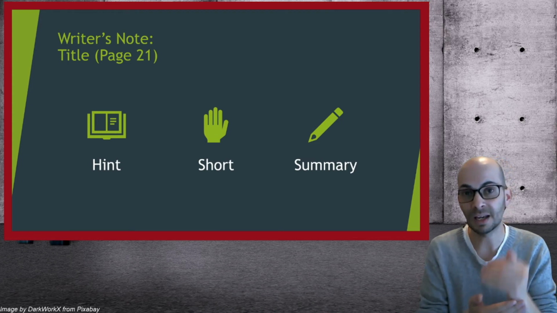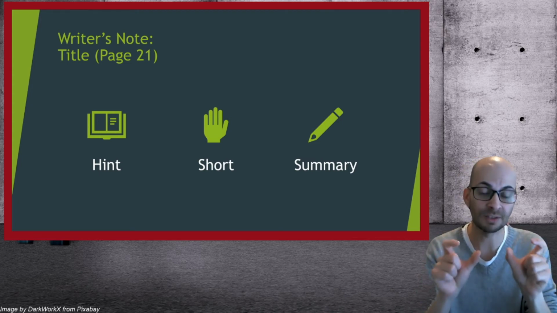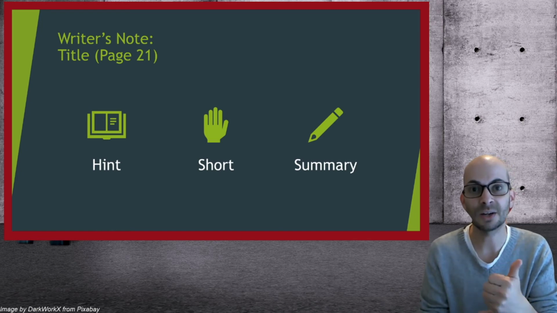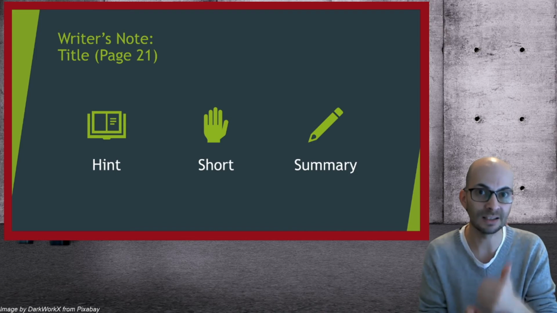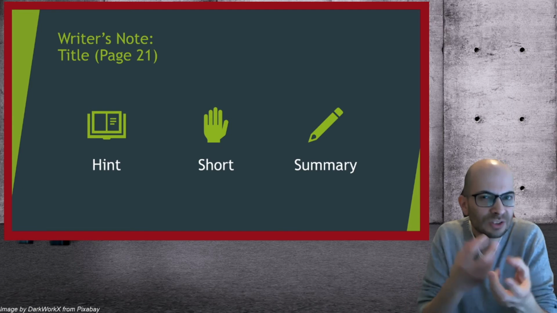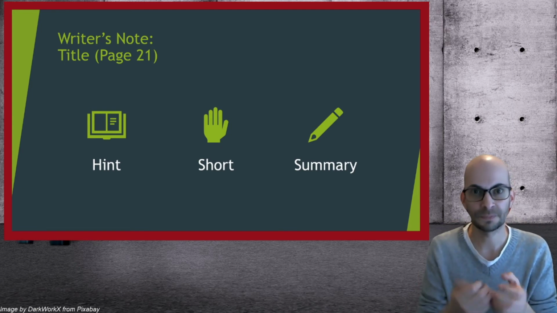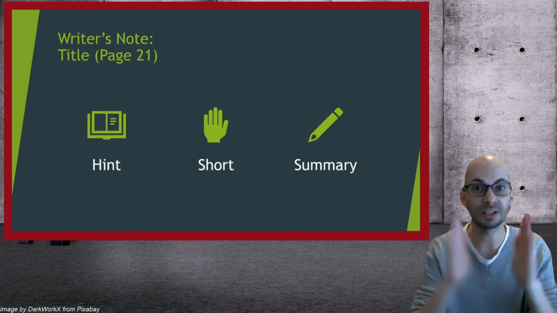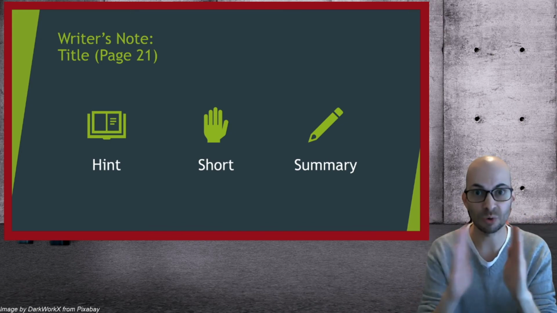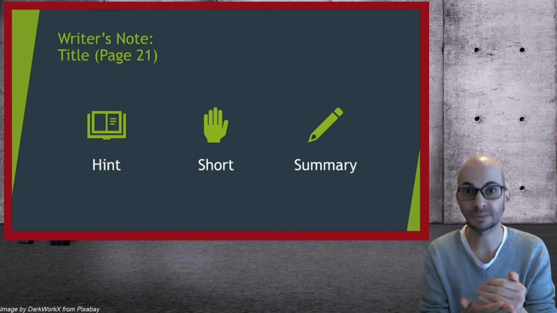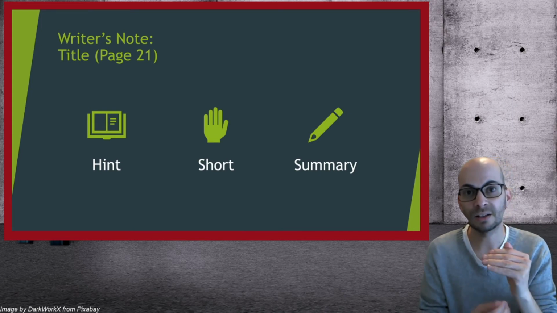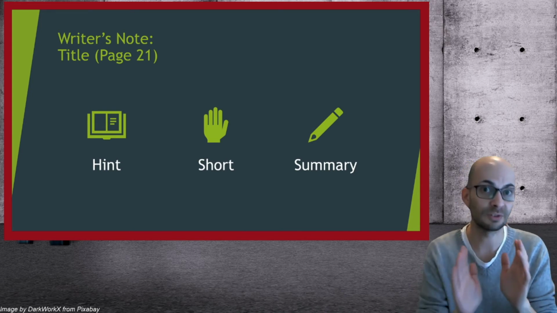But some major key points of a title. A title is a hint. It doesn't tell you everything that's happening in the paragraph or the essay, but a title gives you something to look forward to. Also, a title is short. We don't use sentences for titles. We try to keep it as short as possible. And then the last point is that a title summarizes what the paragraph is going to be about.